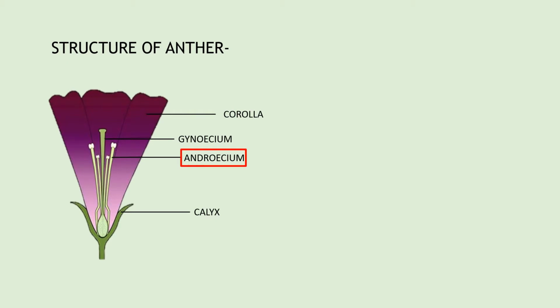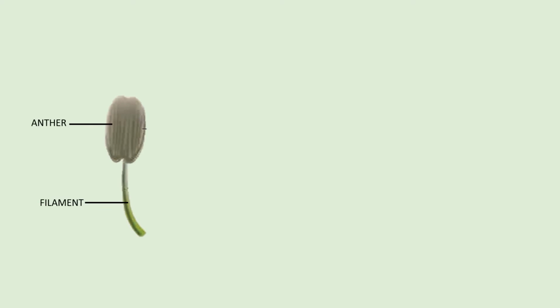Androecium is made up of a definite number of individual members, called stamens. Many stamens combine to form the androecium. A stamen consists mainly of a filament and an anther. The anther is usually dithecous, which means it consists of two lobes.